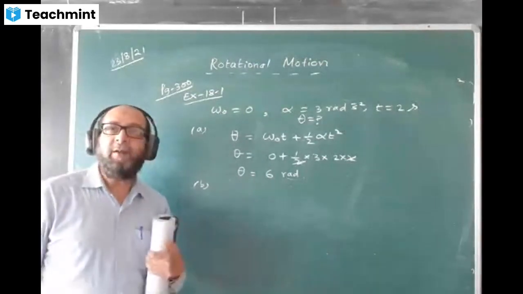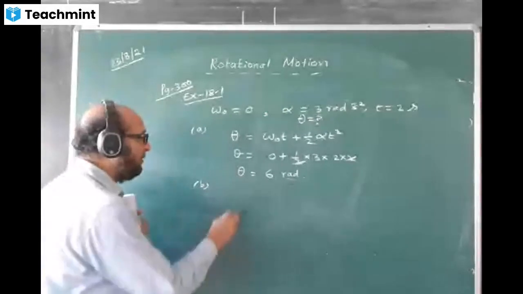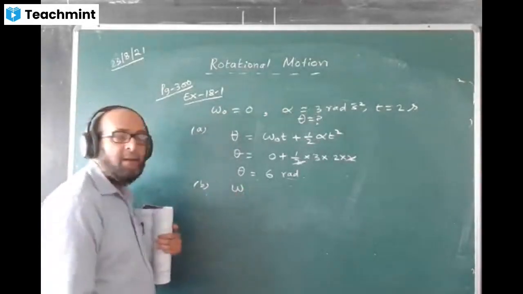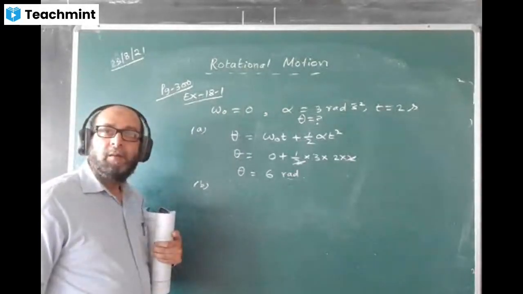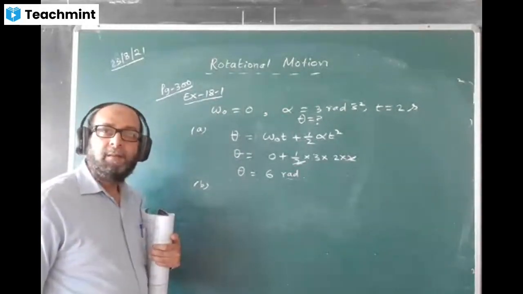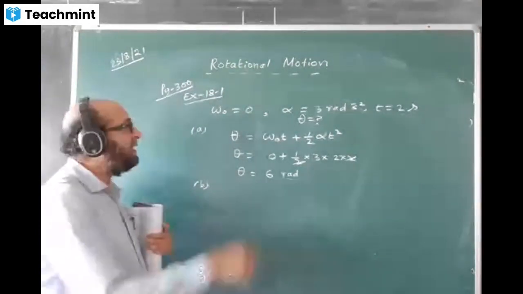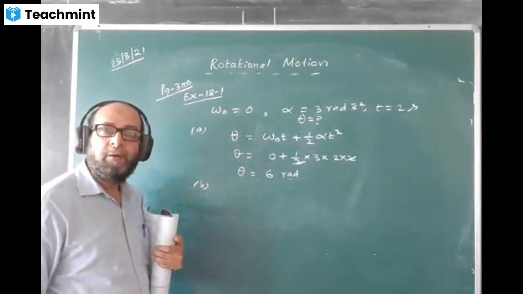And the angular speed, you have to find angular speed, that is the final speed. That is omega. Now, which formula should I use to find omega, the angular speed after 2 seconds? Initial speed is 0, but how to find the final speed? Which formula should I choose? Alpha into t.